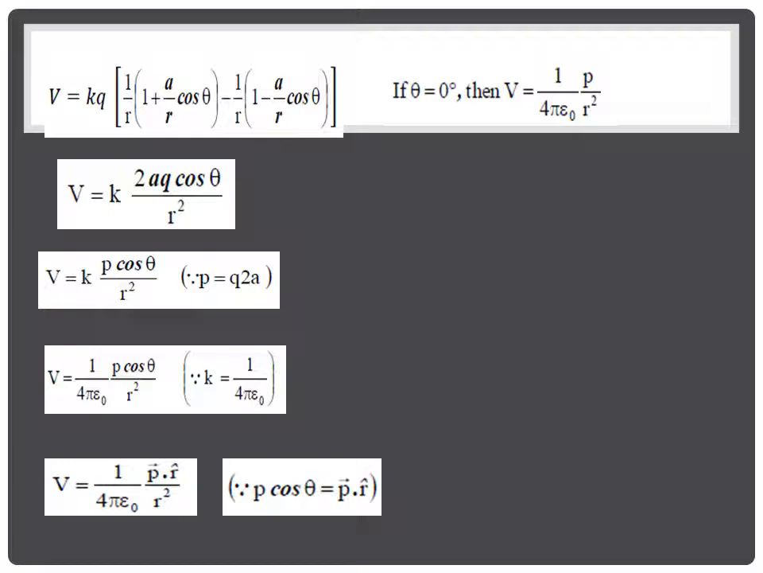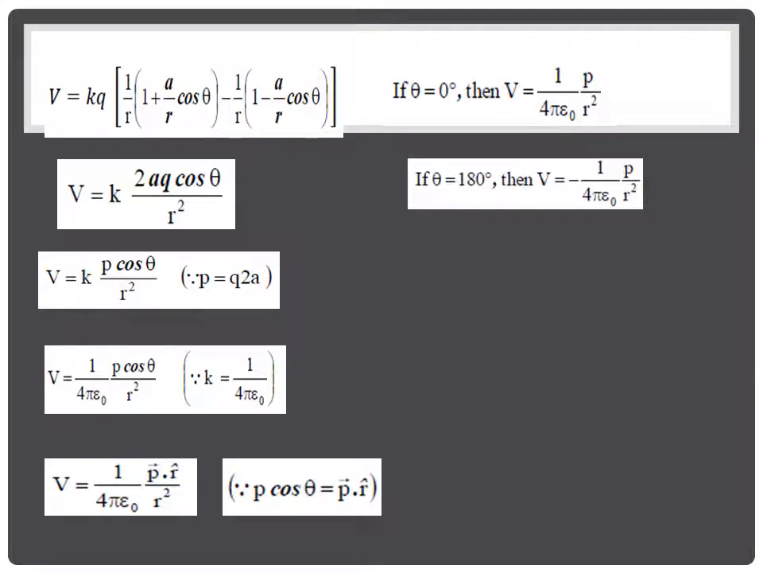When theta is equal to 0, that is, if the point P lies on the axial line of the dipole on the side of plus q, which lies on the side of the positive charge, then theta will be equal to 0. Then from the equation, 1 by 4 pi epsilon naught p cos theta by r squared, if theta is equal to 0, cos 0 will be equal to 1. Therefore, V is equal to 1 by 4 pi epsilon naught p by r squared.